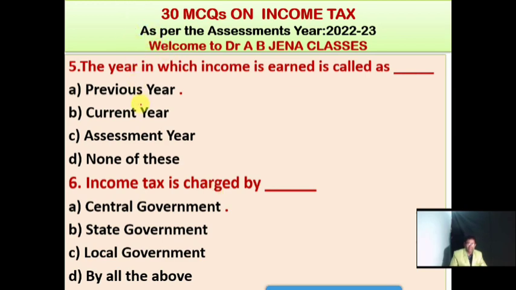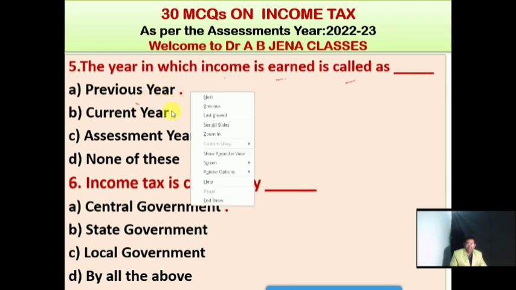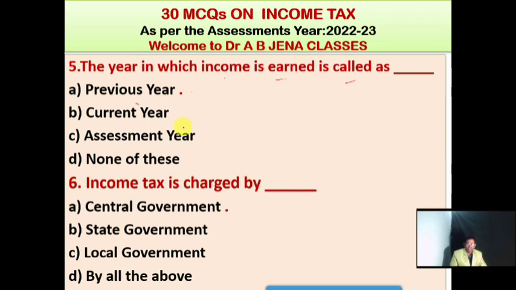Next MCQ. The year in which income is earned is called: option A, previous year; B, current year; C, assessment year; D, none of these. So the right option will be A: the year in which income is earned is called the previous year.